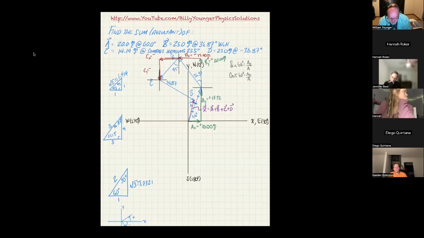Okay, hopefully everybody got your x component pointing to the left and knew that was therefore negative, and had your y component pointing down and therefore knew that was negative. Anybody not get that?